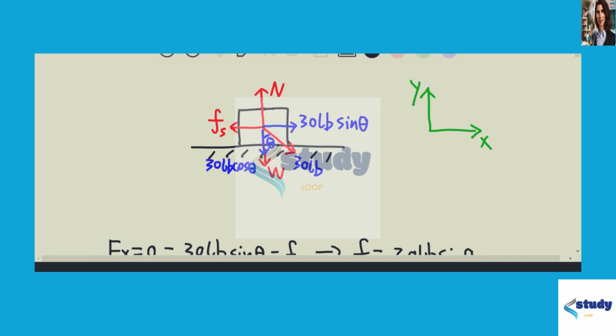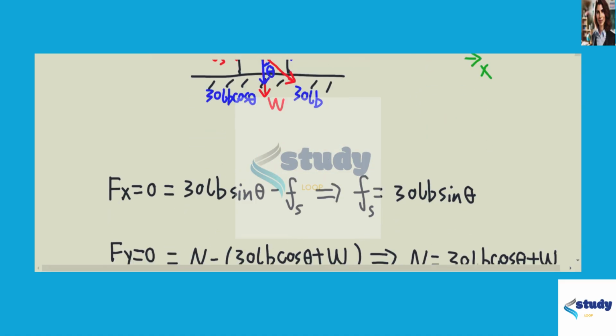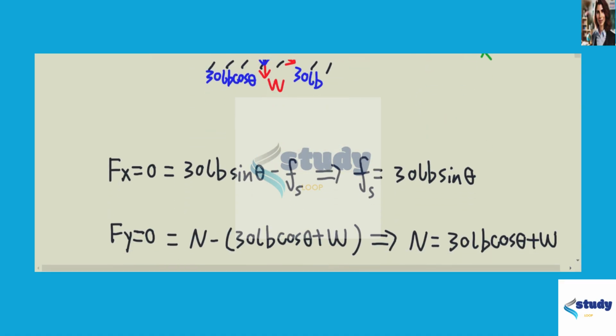Okay, so this is the free body diagram of the block. The block has 4 forces acting on it: the weight of the block, the normal force from the surface, the friction along the surface, and the 30-pound force at the angle theta. In this case, the friction should be the static friction because the block didn't move. It's about to move, but it hasn't moved yet.